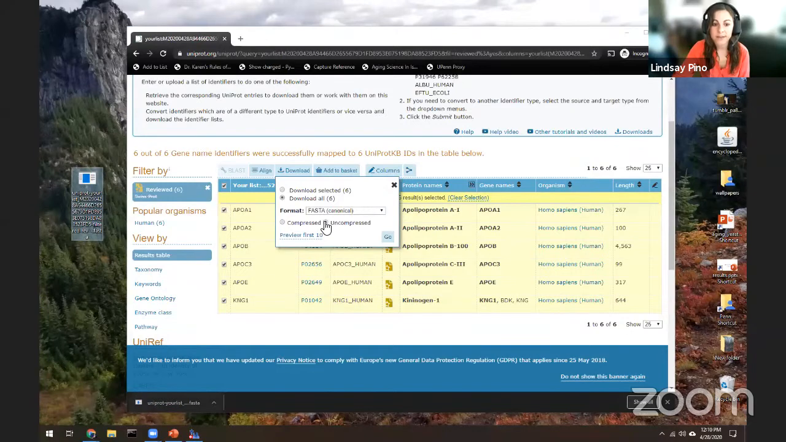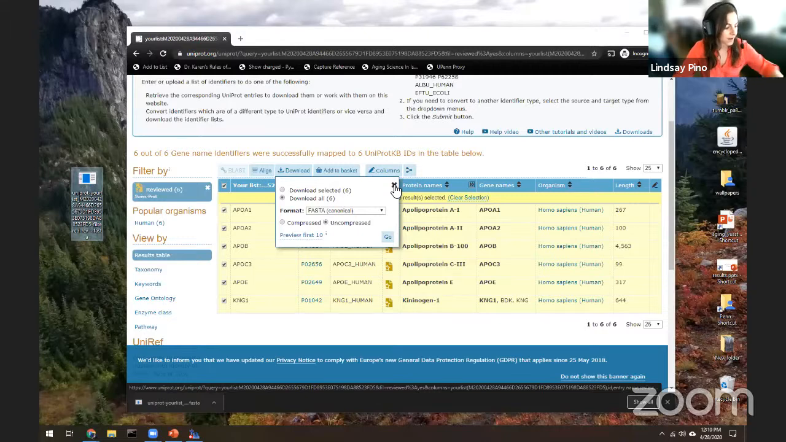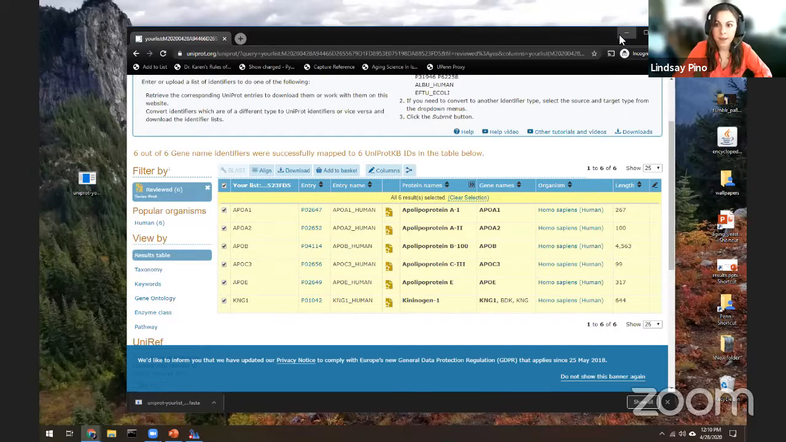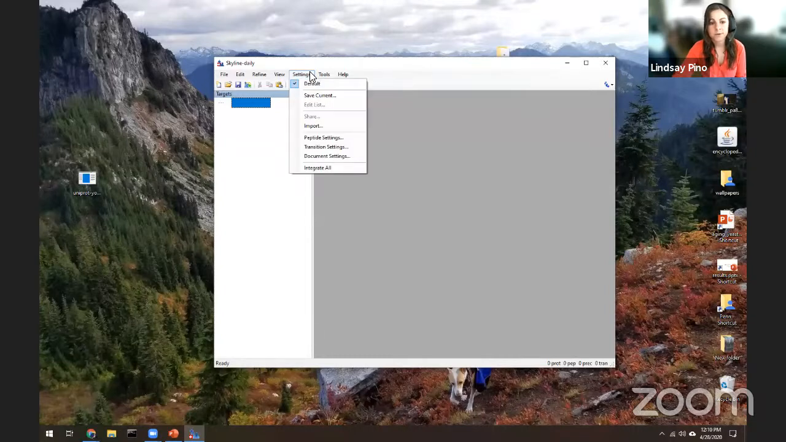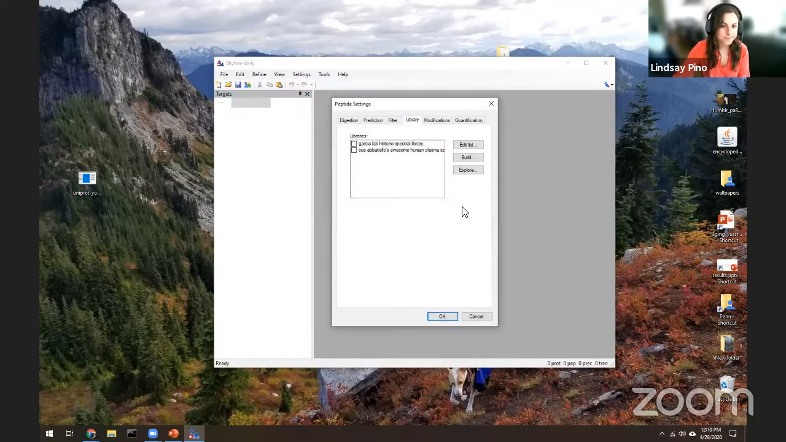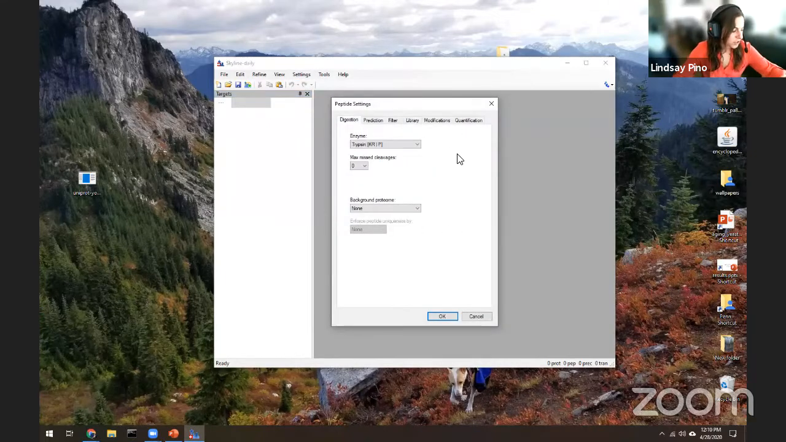I downloaded the FASTA uncompressed just because it's 6 protein sequences, it should be pretty small, and then just dragged that to my desktop. I'm done with UniProt. I go back to Skyline, and now I need to set up my Skyline document. So I'm going to go in the Skyline document to Settings, Peptide Settings. Digestion is the first thing we're going to look at.